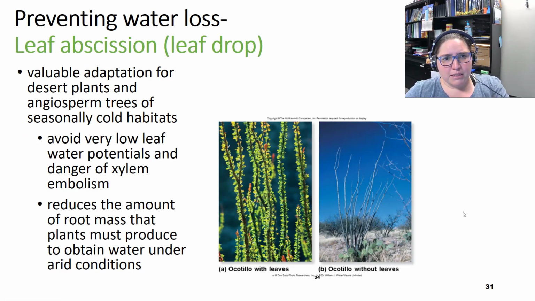Other things plants can do to prevent water loss is drop their leaves. Again, if you have houseplants, this might be something you've seen before. Maybe not, if you're good at taking care of them, but definitely it's a thing that can happen. This is a valuable adaptation for desert plants and plants in seasonally cold habitats. It avoids very low leaf water potentials and dangers of xylem embolism, and it reduces the amount of root mass that the plant has to produce in order to obtain water under dry conditions. Here's a desert plant with its leaves on it, and then without the leaves. It's not dead here, it's just dry.